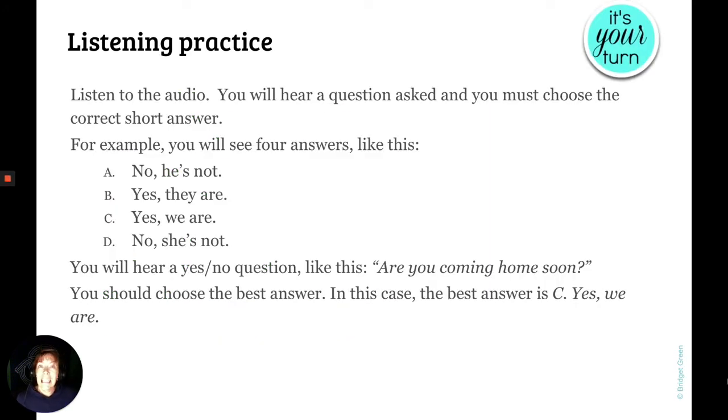Let's do some listening practice. You are going to listen to an audio. You're going to hear a question asked, and you have to choose the correct short answer. For example, you're going to see 4 answers like this, and you're going to hear a yes-no question. You will hear it, but not see it. Like this. Are you coming home soon? You hear the question, and you have to choose the best answer. In this case, the best answer is C. Yes, we are. Okay?